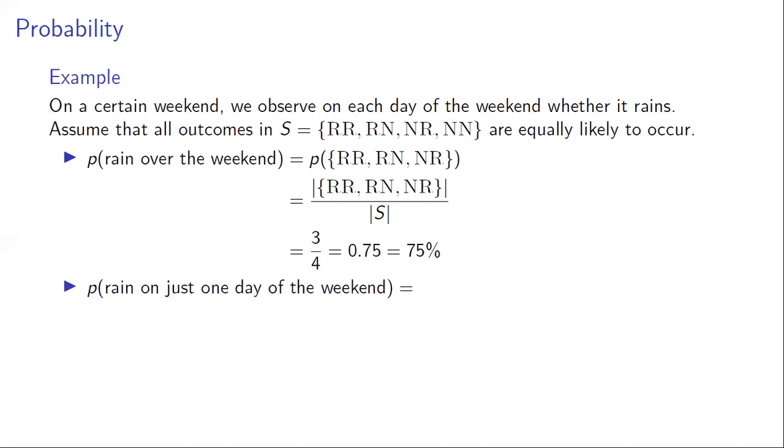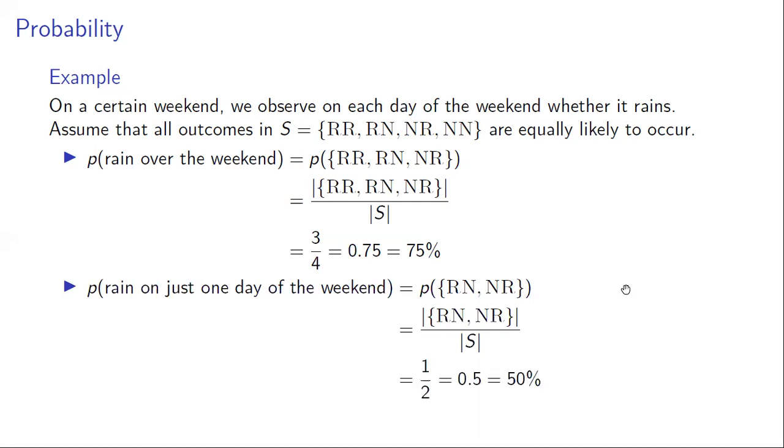Continuing with this example, what is the probability that it rains on just one day of the weekend? This is asking for the probability of the event that either it rains on Saturday but not Sunday, or it rains on Sunday but not Saturday. So what is this probability? Well, this would be the cardinality of the event divided by the cardinality of S, which is 2 divided by 4, which is 1/2, which is 0.5, which is 50%.